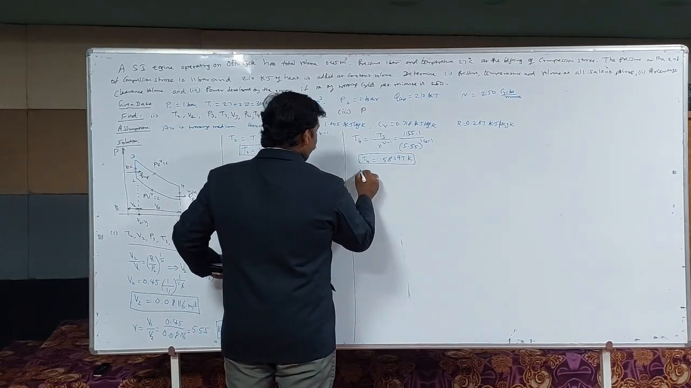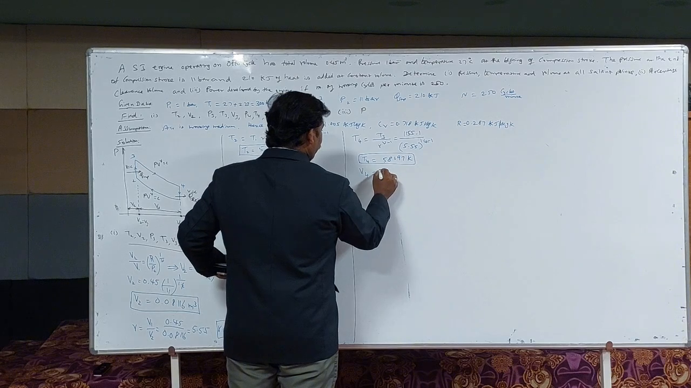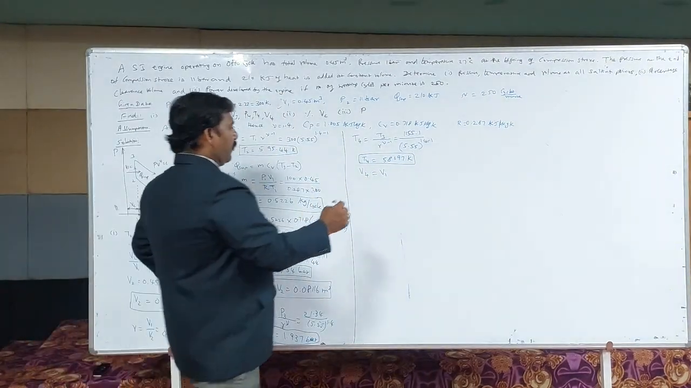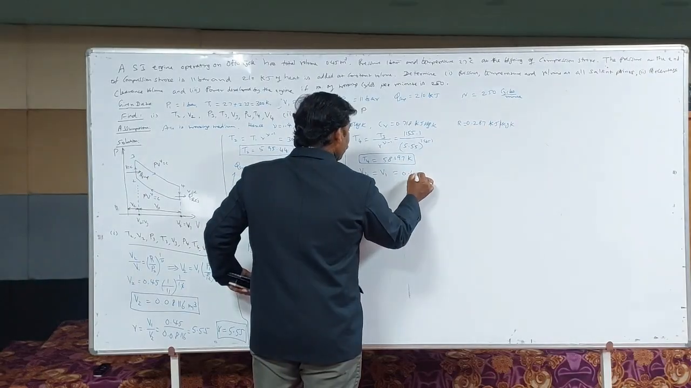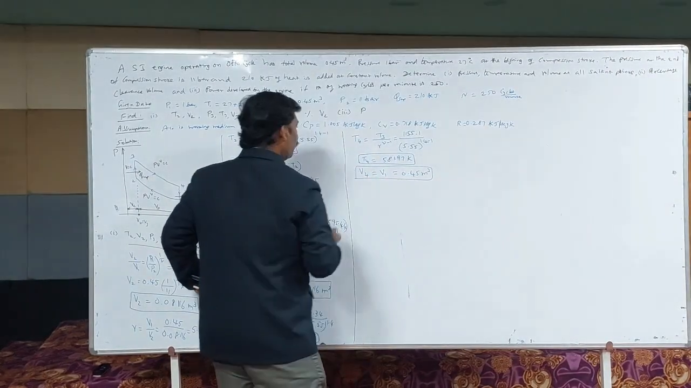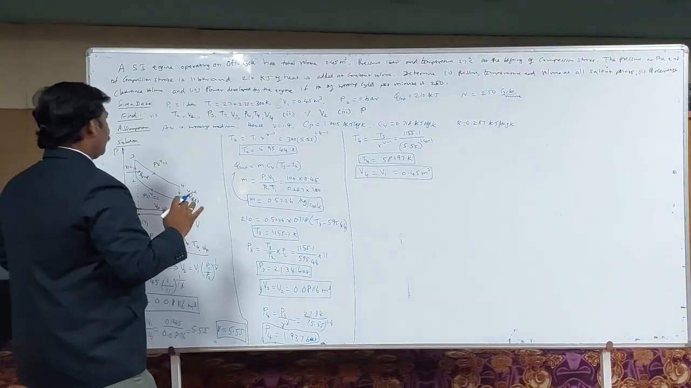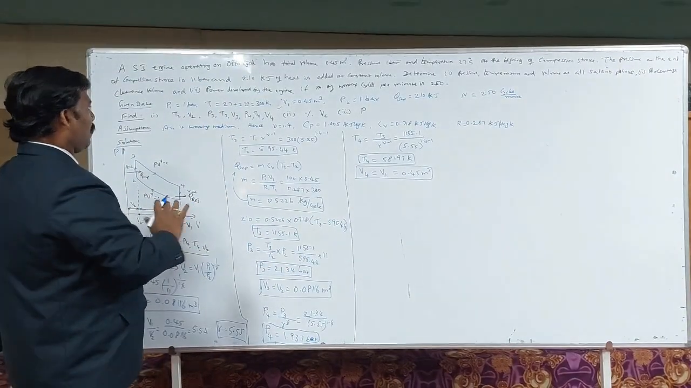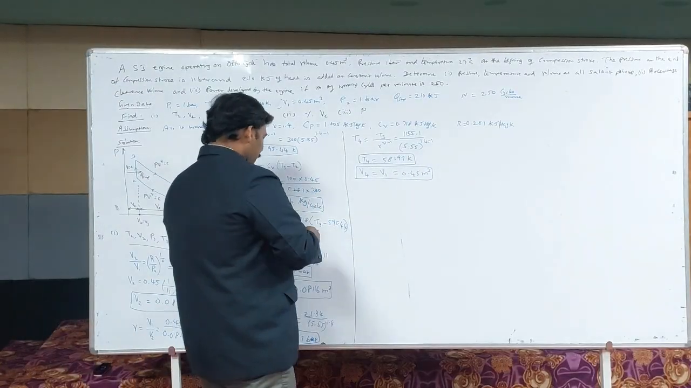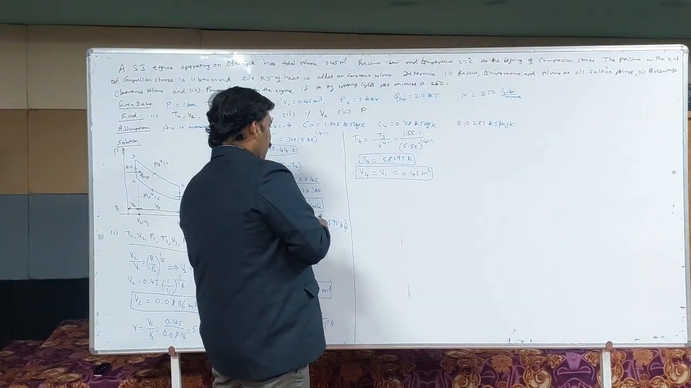Then the V4 we have to find out. Since process 4 to 1 is a constant volume process, V4 is equal to V1, which is 0.45 meter cube. So we found P4, V4, T4. So all the unknown properties at all salient points we have found out. Now we have to find out the percentage clearance volume.